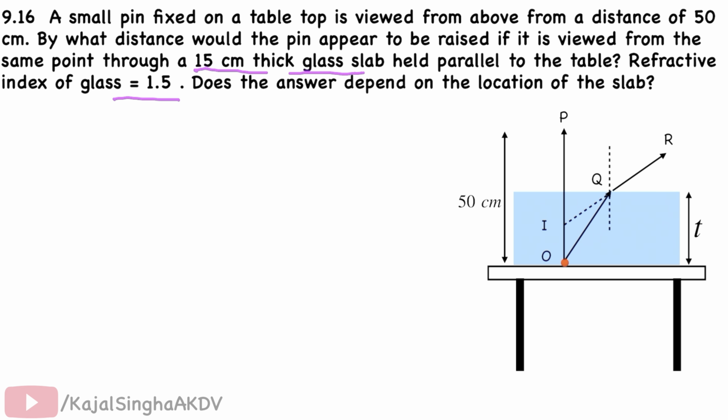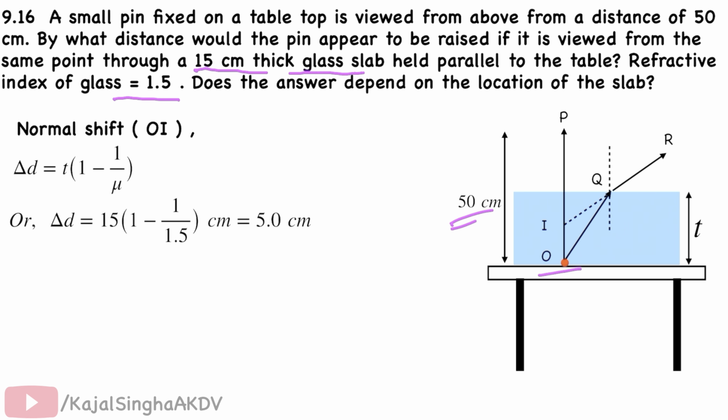Here we can see that a pin is fixed on a tabletop, which is the object O, and a glass slab is placed on the table, and this pin is viewed from the top of the glass slab from 15 centimeter height. Now we know that when an object is in a denser medium and the observer is in the rarer medium, the normal shift, which is delta D, is equal to T into 1 minus 1 by mu, where T is the thickness of the slab.